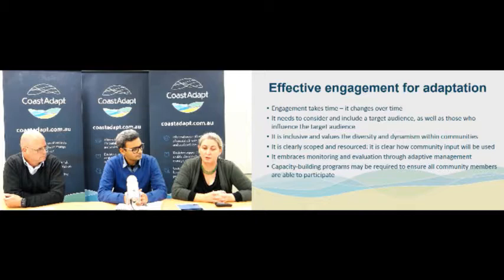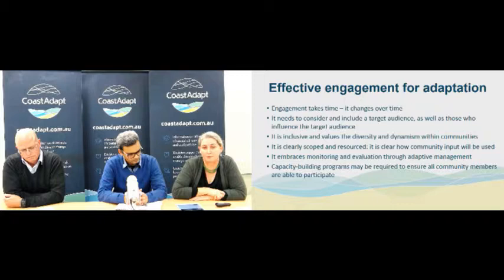It's also really important that effective engagement is monitored and evaluated through an adaptive process. So we actually look at what you're doing and monitor as you go how effective it is. As well, you need to think about the different groups in your community and whether you need to build the capacity of those groups to be involved. So obviously there are some powerful groups in the community that find it easy to get involved, but there are other groups that may be hard to reach or hard to engage, and they might need some capacity building to ensure that they're able to participate in the process.